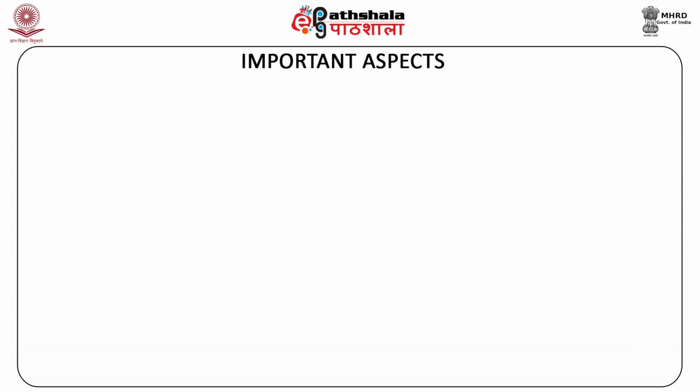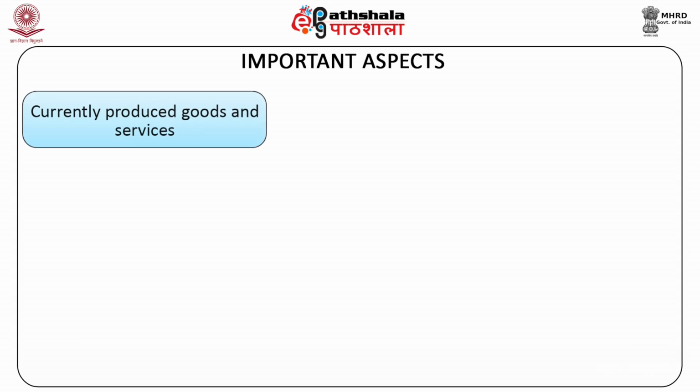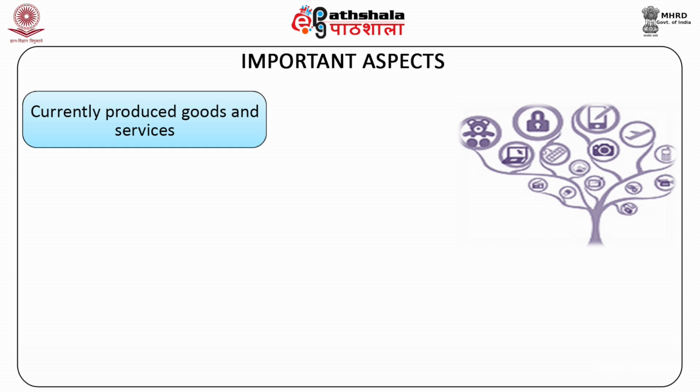Third, an important aspect is currently produced goods and services. As you must be aware, GDP includes only the currently produced goods in a particular period. Accordingly, transactions involving exchange of previously produced goods such as houses, automobiles, etc. are not a part of current GDP. However, services of second-hand dealers and brokers are a part of GDP as their service provides utility in the current period.